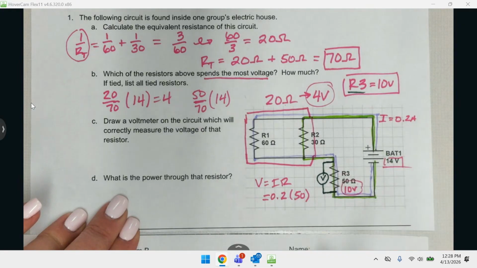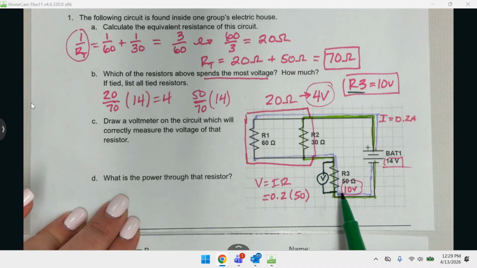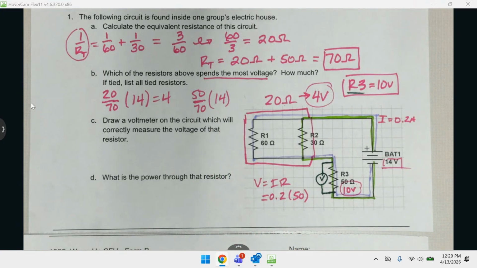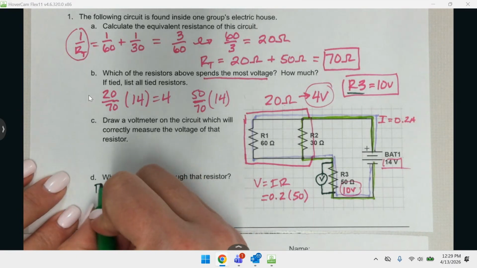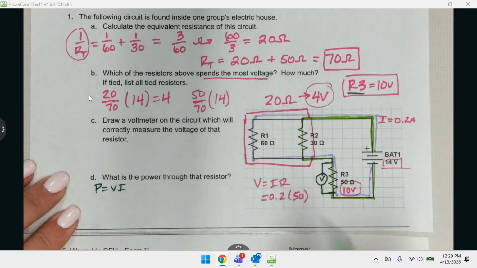Again, you just need to make sure that the resistor falls in between it and that you're not measuring more than one resistor. So something like this in parallel, connected to either side, just like we did in class. And then part D. What is the power through that resistor? Again, power has the equation V times I.